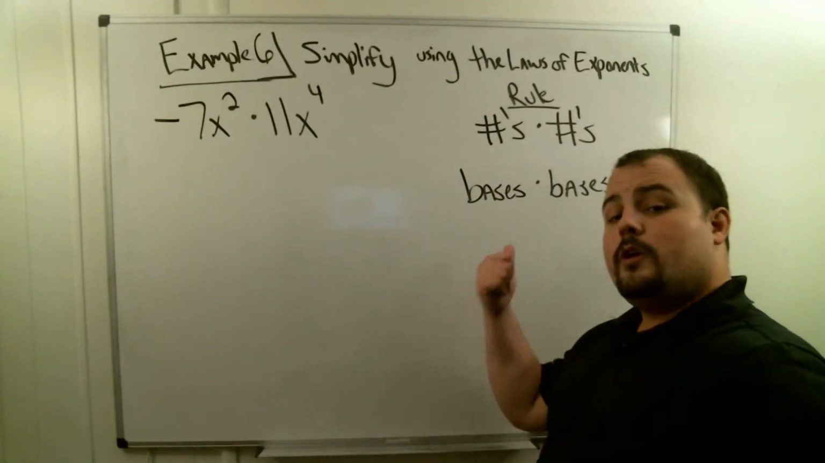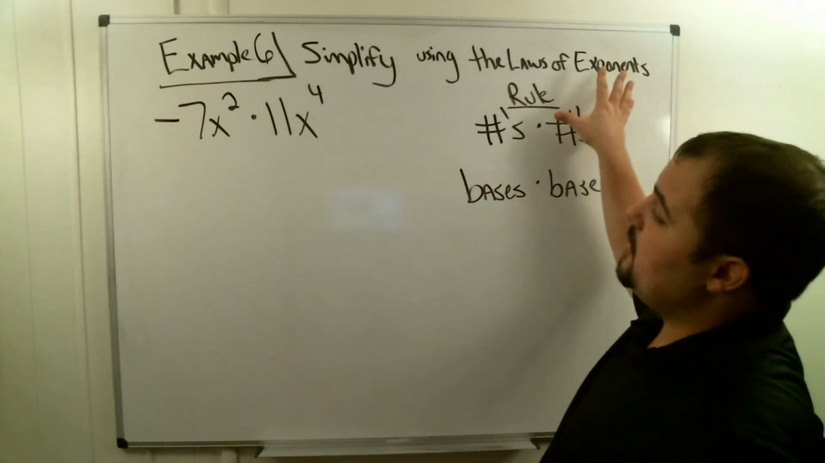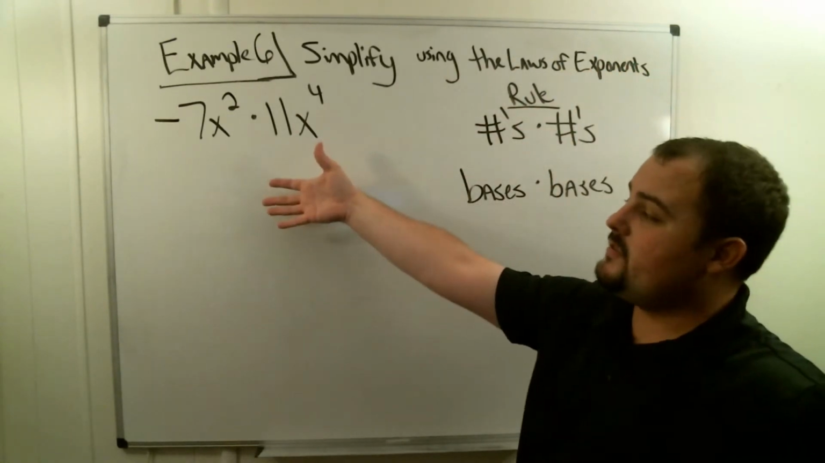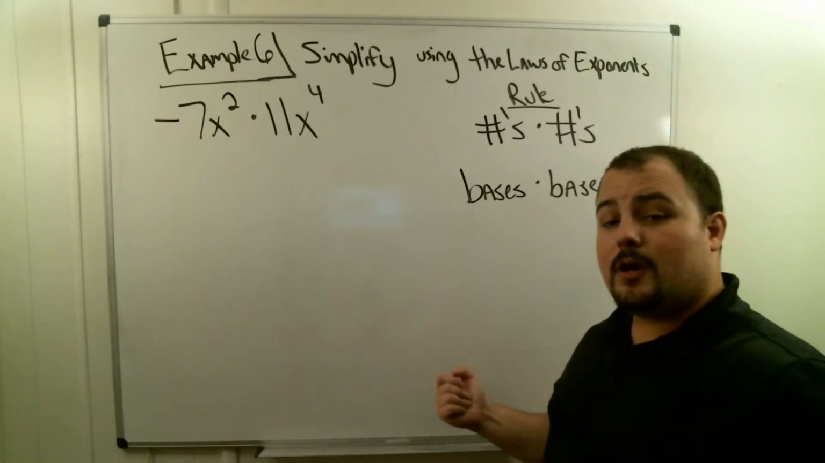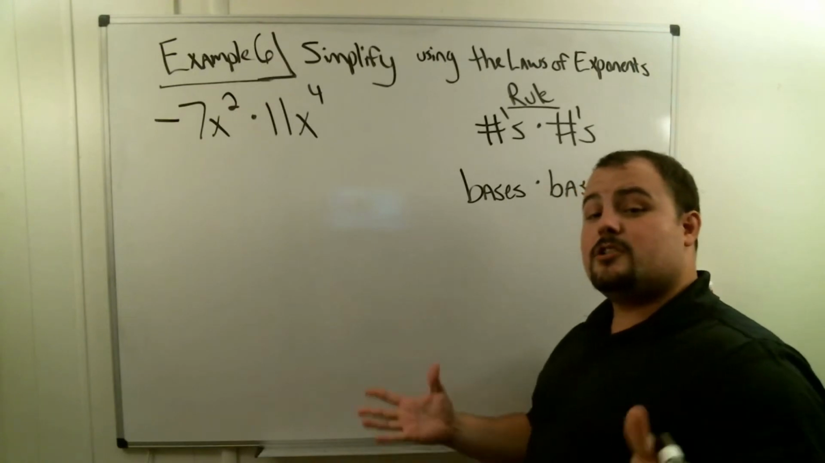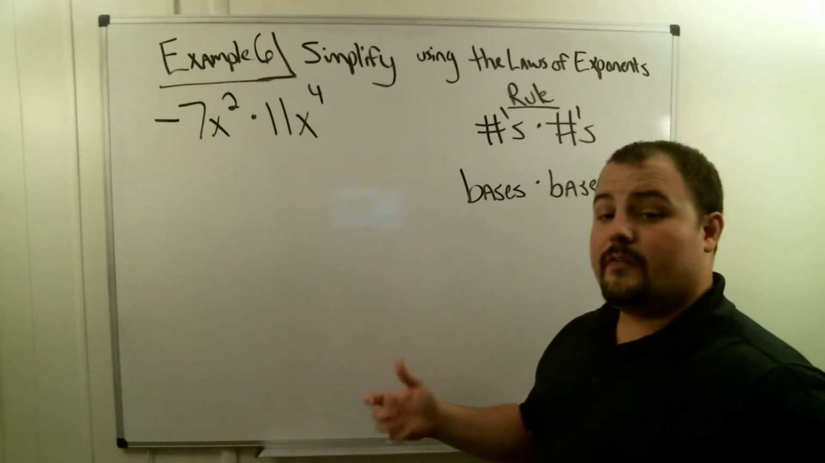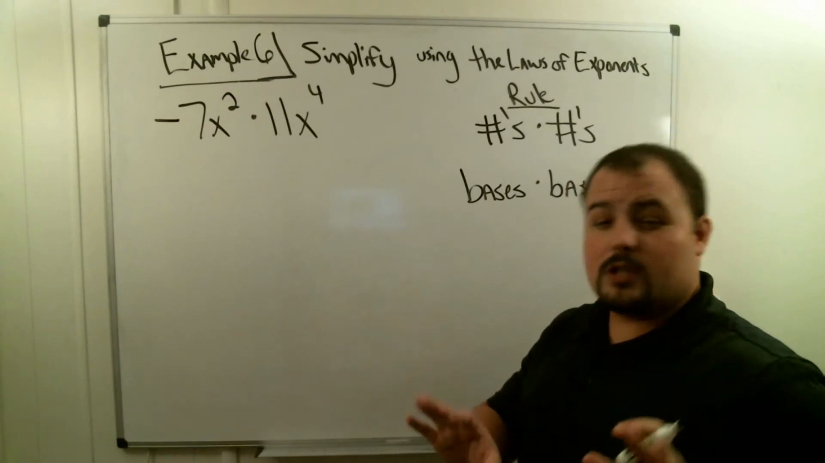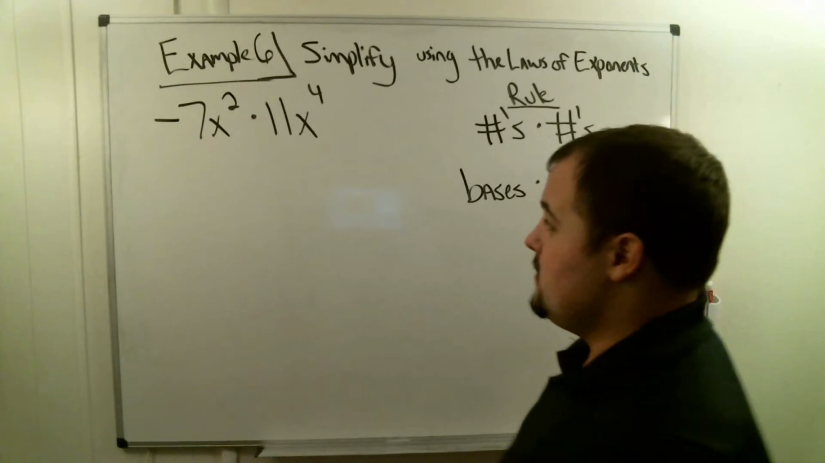In example 6, we are still able to use this rule. We can see that we're simplifying by using the laws of exponents. We have negative 7x to the second power times 11x to the fourth power. Go ahead and pause the video. Copy down what we see on the board. If you feel like you can do it, go ahead and try it on your own without playing the video. I'm going to actually solve this, so I'll give you a quick 1-second pause. Okay, let's go ahead and solve this.